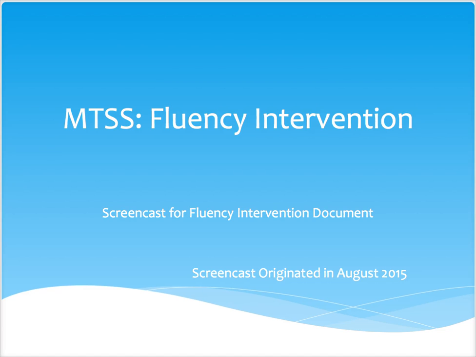Thank you for taking this time to learn more about the Fluency intervention and understanding how we can help students read better and improve all areas of their reading.